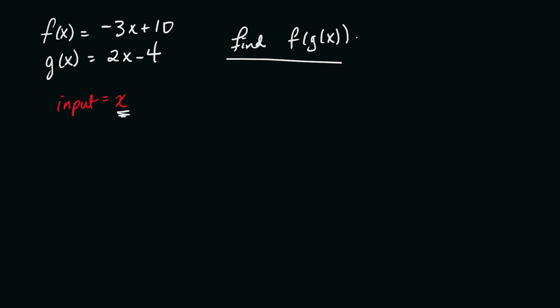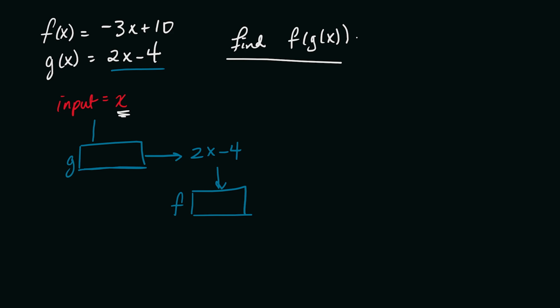We're gonna label g as the blue function. We're gonna go downwards to g, and since x is the input for g, that just leads us to the original function, which is 2x minus 4. So we're gonna write it here, 2x minus 4. Now we're gonna drag this down onto f, since f is the outer function. And of course, it's gonna shoot out saying that the input we're having for f is 2x minus 4.